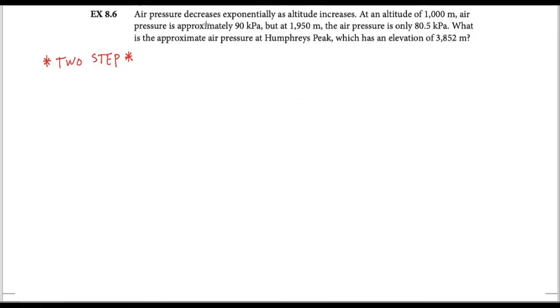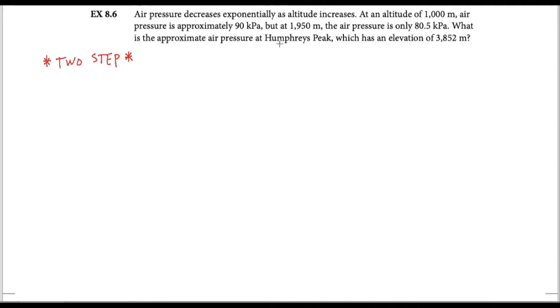It says air pressure decreases exponentially as altitude increases. So I can tell right away that my dependent variable will be air pressure, my independent variable will be altitude. It says at an altitude of 1,000 meters, air pressure is approximately 90 kPa. I believe the unit for air pressure is killer pandas, so that's what this kPa represents. At an altitude of 1,950 meters, the air pressure is only 80.5 killer pandas.